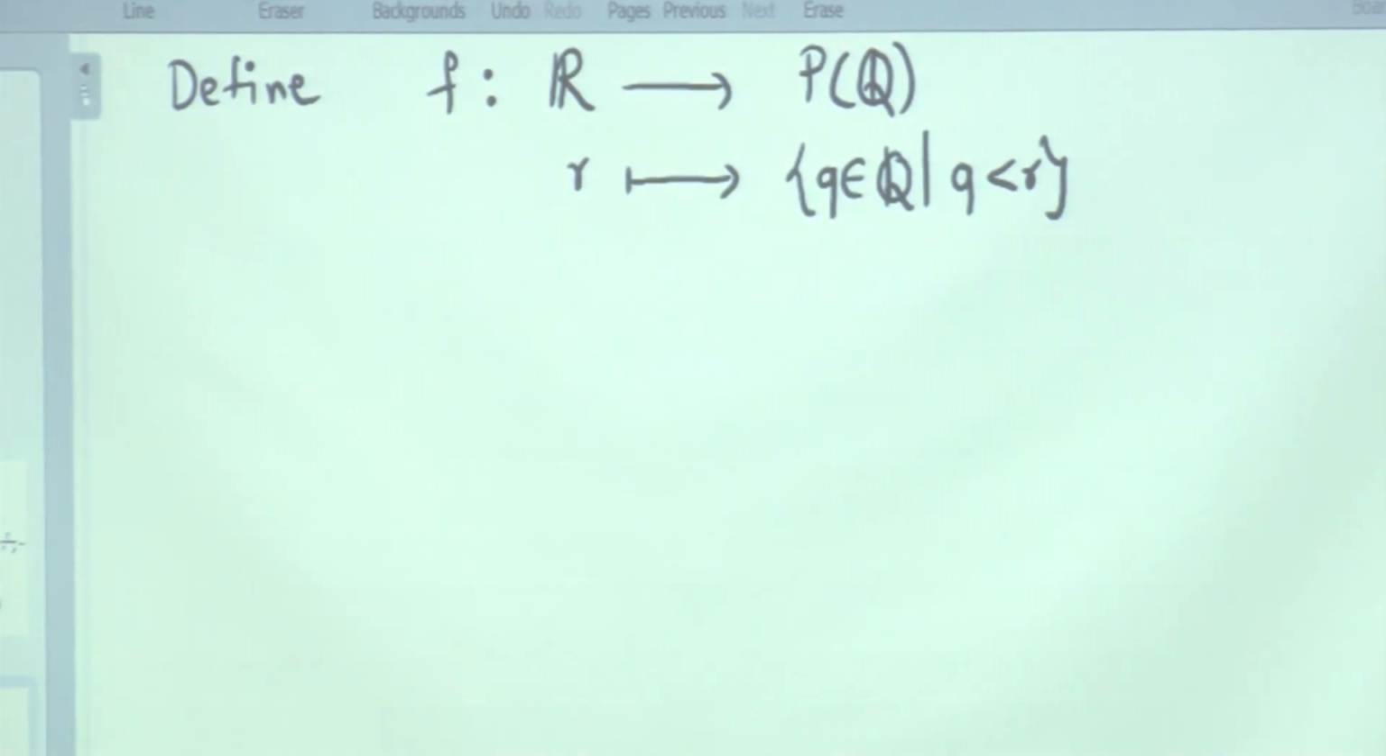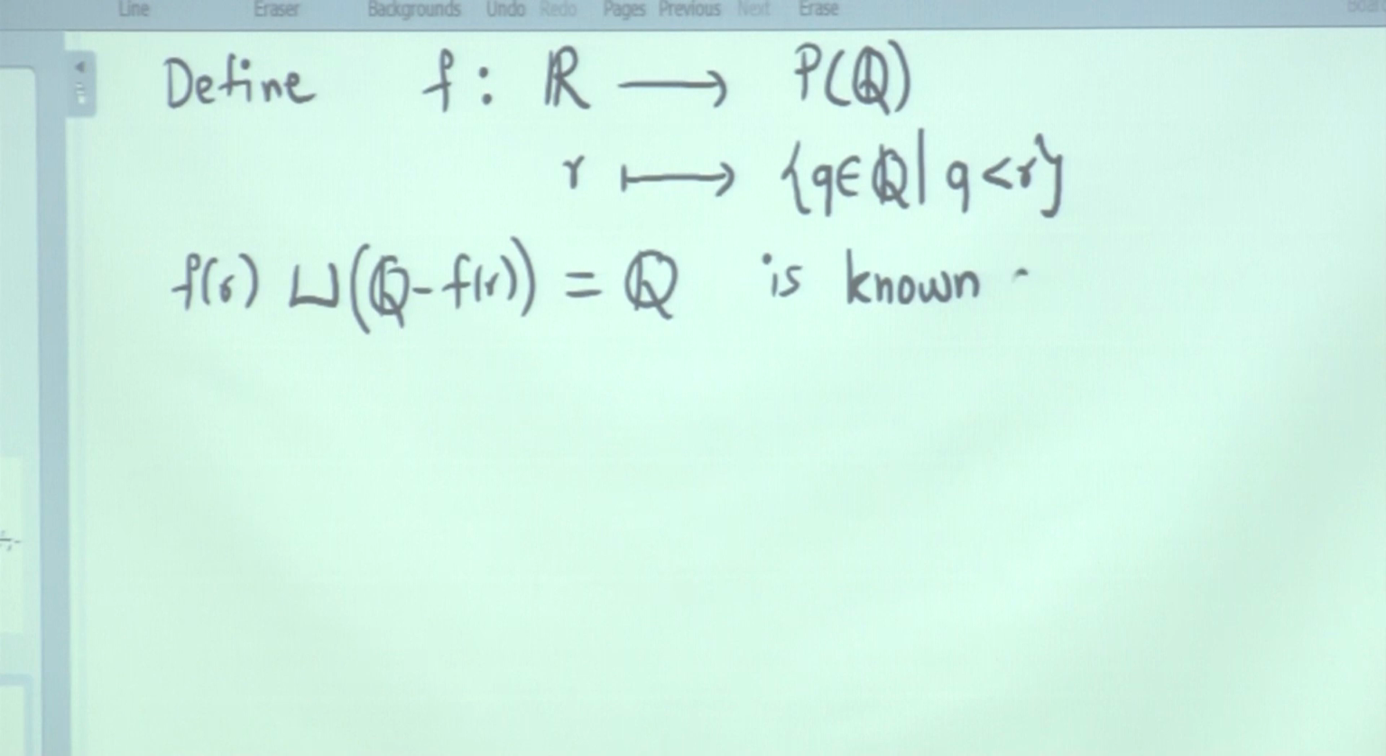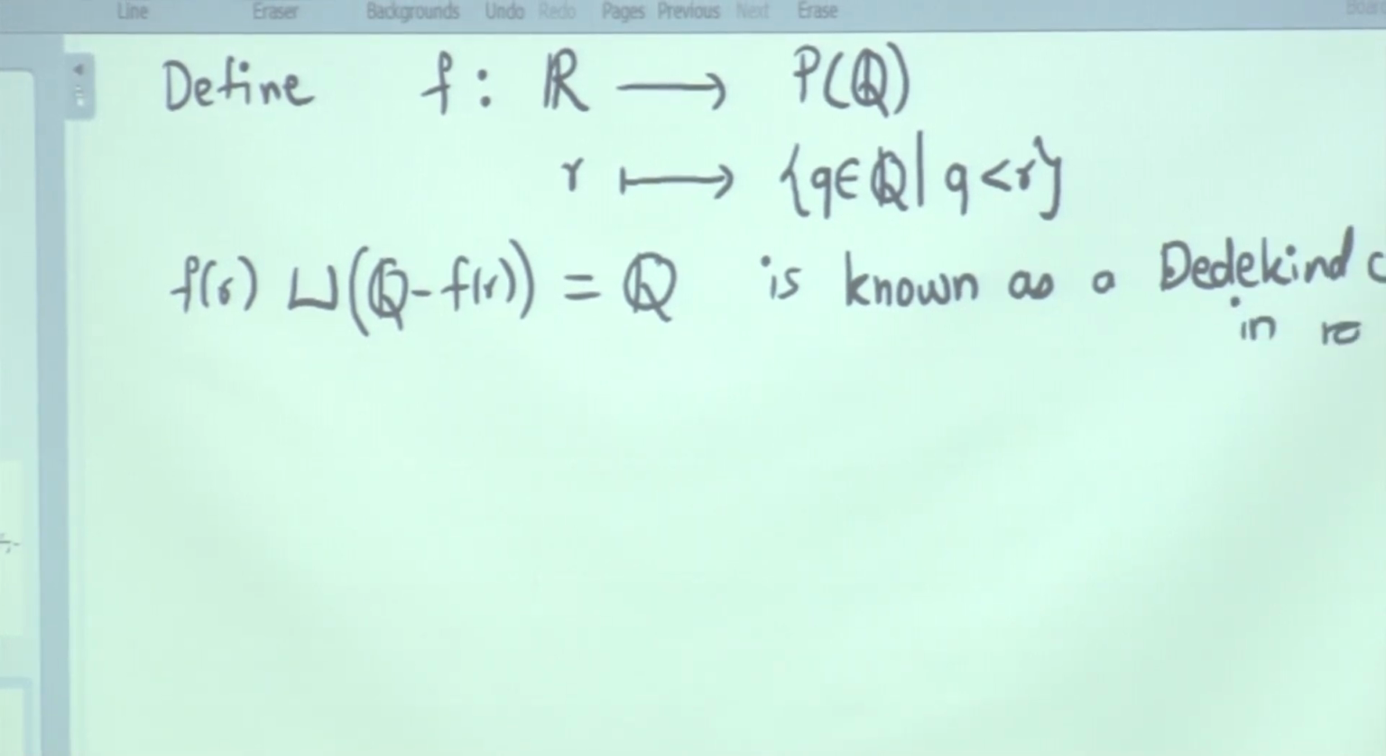So this gives us a partition, right? So f of r disjoint union Q minus f of r, you understand? I will write it down. So this is equal to the rational numbers, correct. So this is known as a Dedekind cut in rationals.